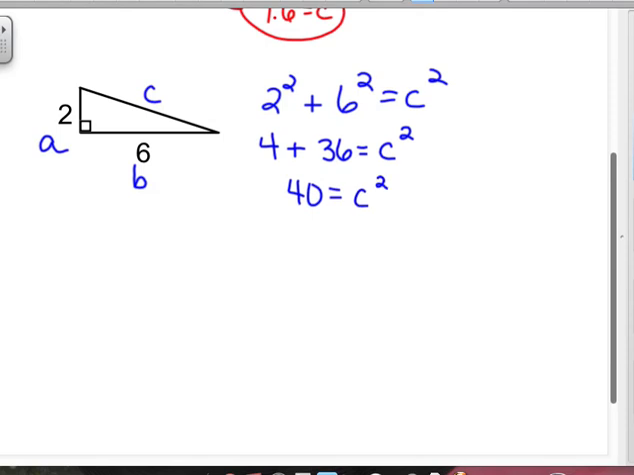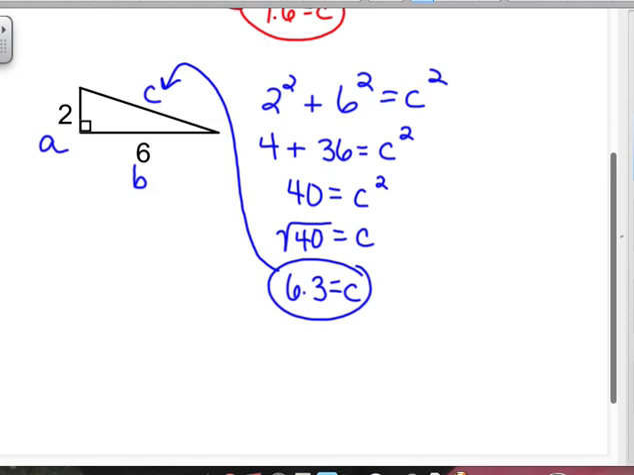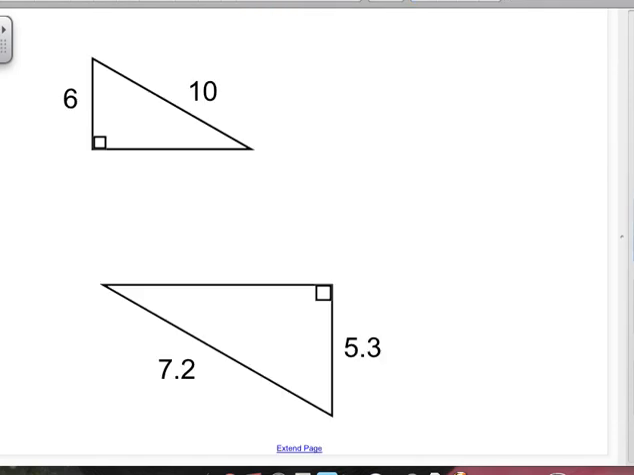How do I find that number? I take the square root of 40 on my calculator, and that will tell me what C is. Square root of 40, if you round to the nearest tenth, ends up being 6.3. If I put 6.3 there, is it in fact the longest side? It is. Chances are my math is correct.